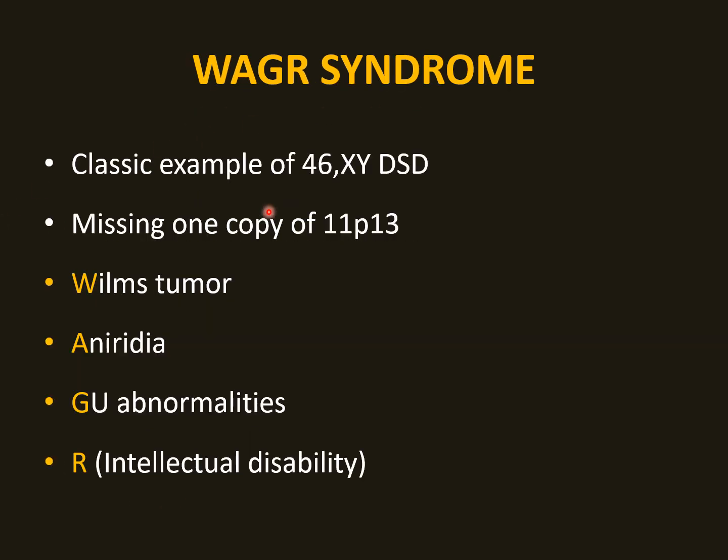WAGR syndrome is also a classic example of 46XY or male pseudohermaphrodites. They miss one copy of 11p13. They present with Wilms tumor, aniridia, genitourinary abnormalities, and intellectual disability. R used to be for retardation, but now we are using intellectual disability. So again, Wilms tumor, aniridia, genitourinary abnormalities, and intellectual disability. WAGR syndrome. Remember this syndrome.